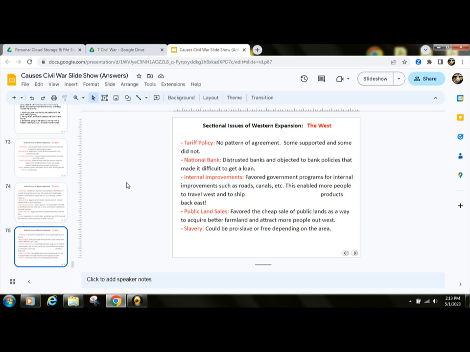So Civil War causes, a lot of causes, starting all the way back from even the beginning of our country all the way up into 1861.